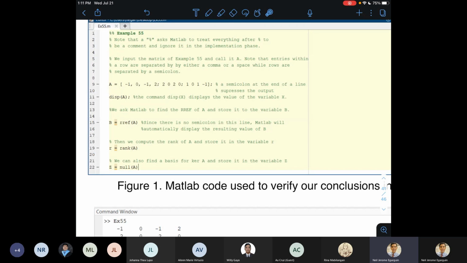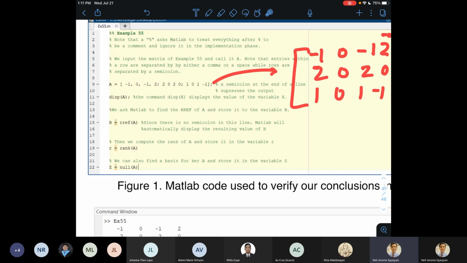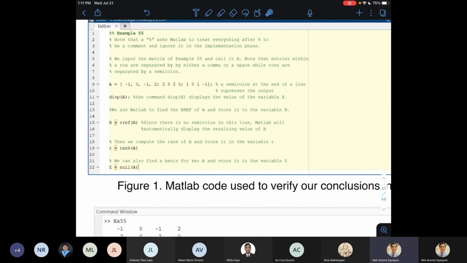Entering a matrix A. Ito lang yun. This is an input for the matrix -1, 0, -1, 2, 4x4 pala to, 2, 0, 2, 0, and 1, 0, 1, -1. So yan yung matrix na yan. All right. So I put some comments there para malaman nyo ano yung ibig sabihin ng bawat line ng code.